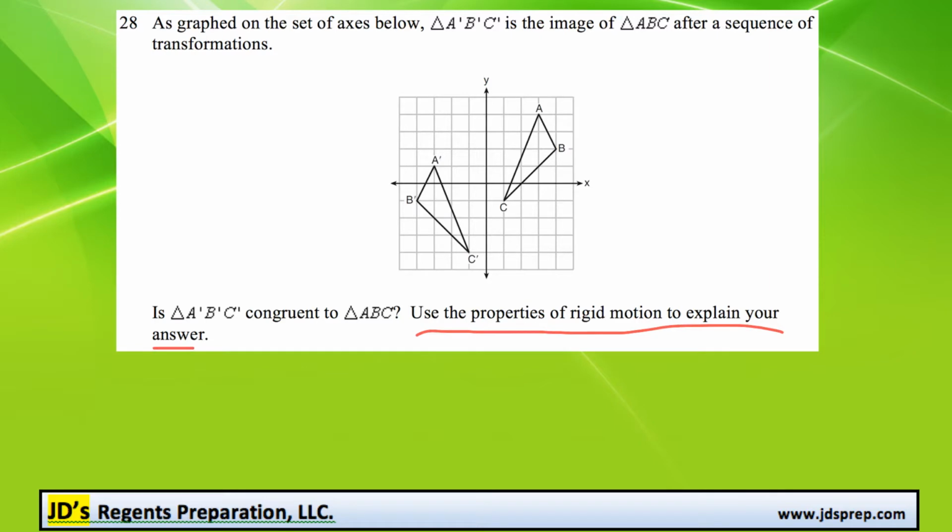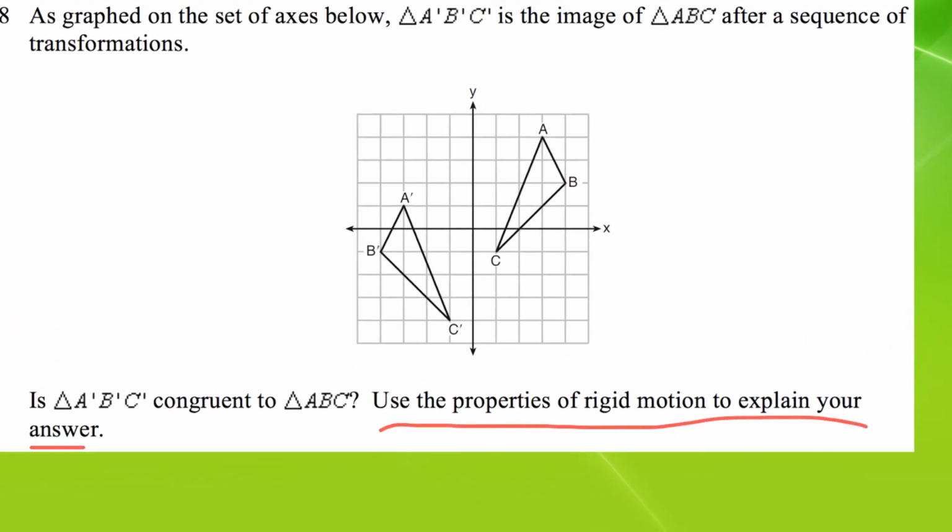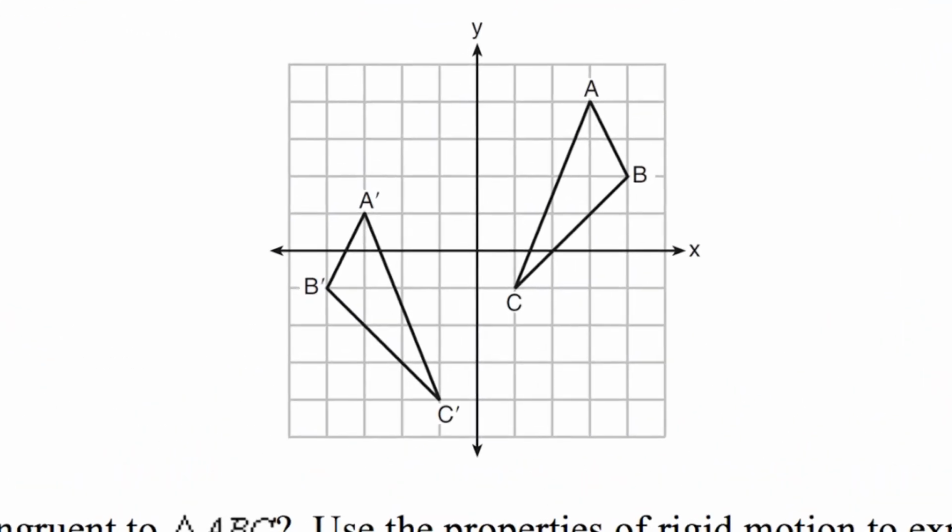And so what we should check is to see if we can transform the original triangle onto its image using only rigid motion, because if we can, then we can conclude that they are congruent, because rigid motion transformations preserve distance and therefore congruency. So taking a look at, let's just zoom in here. Let's try and see what transformations are happening.